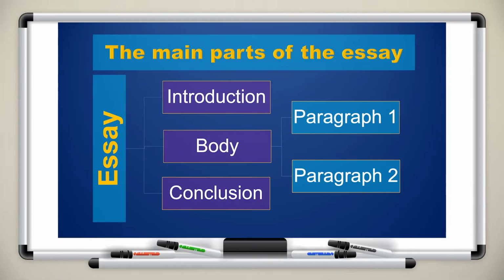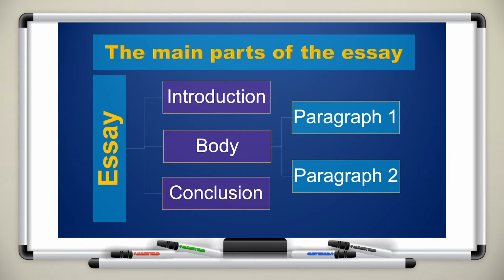Now we know what expository writing is. Now let's take a look at the parts of the essay. We have 3 parts for the essay. We will start with the introduction, in the middle we have the body, and we will end the essay with a conclusion. Pay attention to this. The body has 2 parts, paragraph 1 and paragraph 2. So when you take a look at the essay at the end, you will find 4 paragraphs: introduction, body 1, body 2, and then the conclusion.